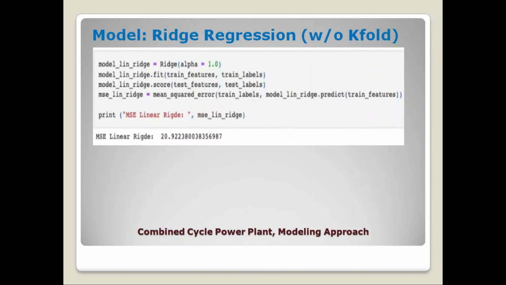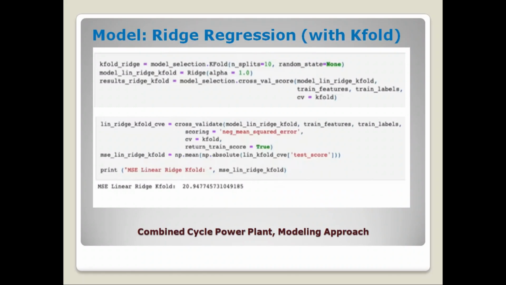Next, we tried the ridge regression model and checked the MSE. The ridge regression MSE is 20.9223 and a few decimals ahead, which is slightly lower than what we see in the previous two cases. Let's see the ridge regression model with k-fold validation and check the MSE. This evaluates to 20.947745 and a few more decimal values ahead, which is similar to the MSE we saw in the linear regression model with k-fold validation.